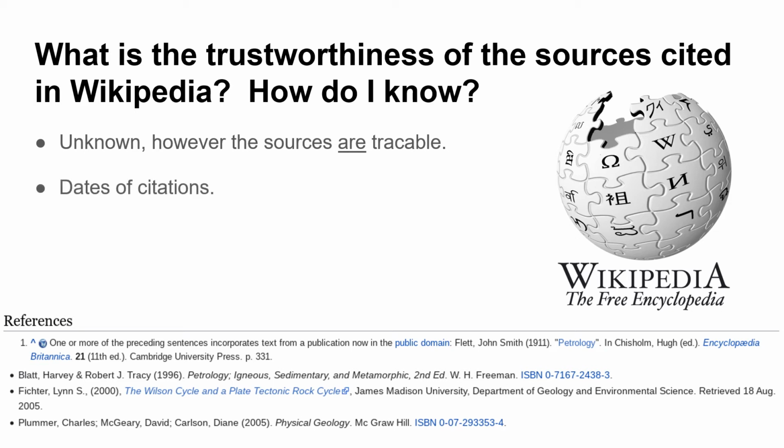I also wanted to point out some of the dates of these resources. So we have something going back to 1911, 96, 2000, and 2005. I would consider these relatively old. However, that could just be a result of the topic, the rock cycle, which is a well-studied concept. But as far as how do I know the trustworthiness of these sources, it is unknown, but what we can do is trace these references in order to determine if they're trustworthy or not, if necessary.